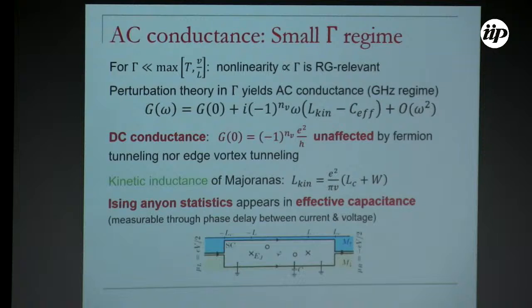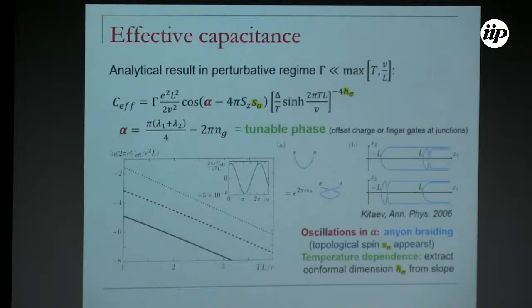This quantity is measurable by measuring the phase delay between the current and the voltage. And here is the result in this perturbative regime. So, of course, it's linear in gamma since we did perturbation theory. And there are two remarkable things. The most remarkable one is it has this cosine dependence on alpha, shifted by a term that has this S sigma, this topological spin.